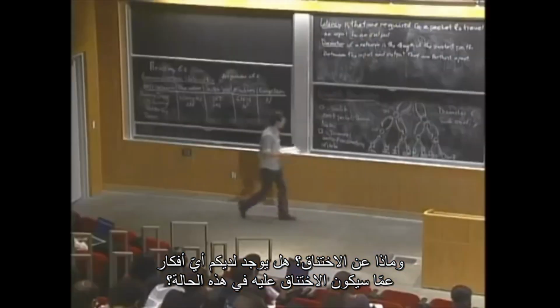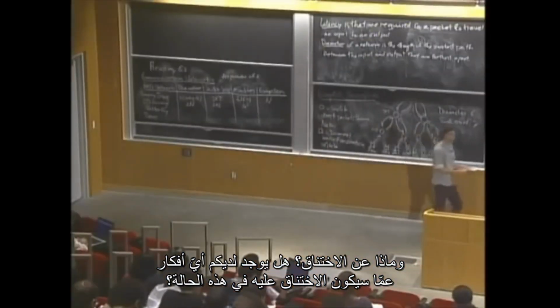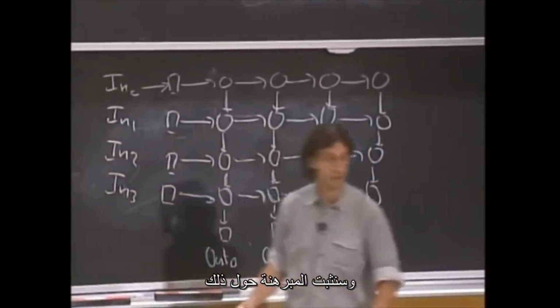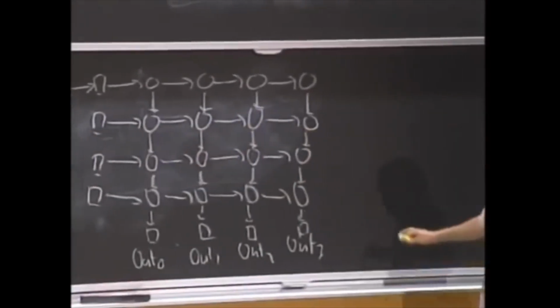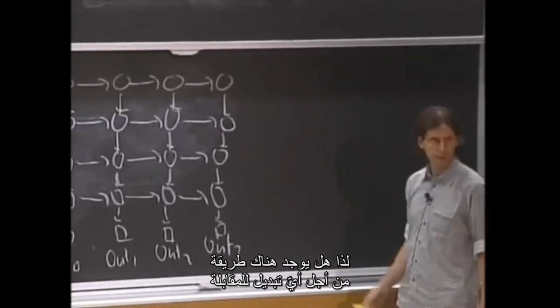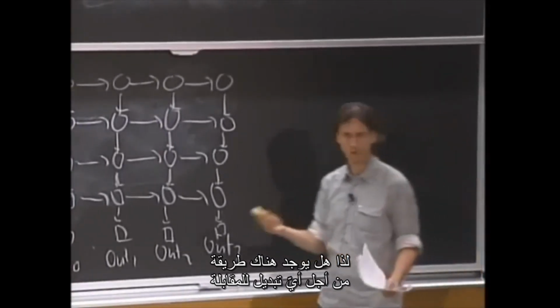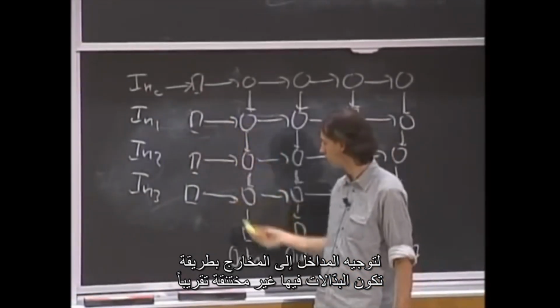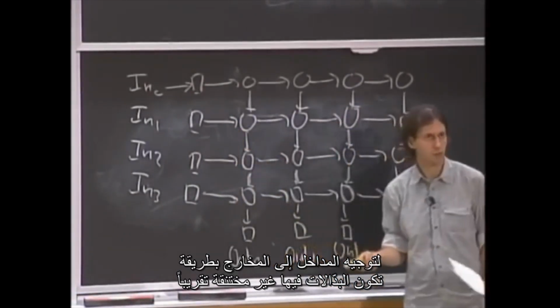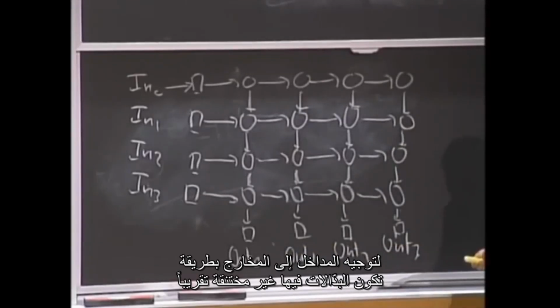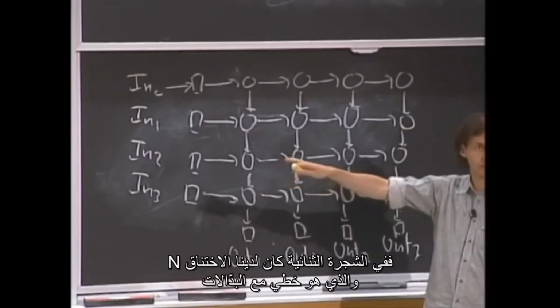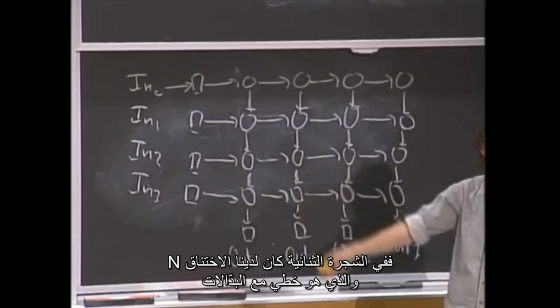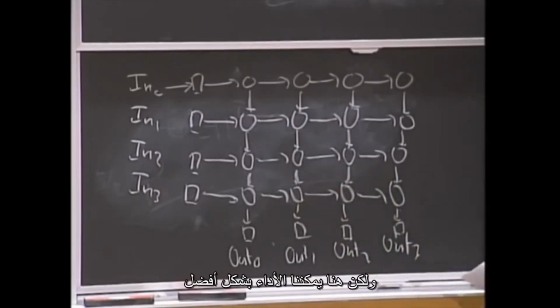And what about the congestion? Do you have any idea what the congestion could be in this particular case? We will prove a theorem on that. Is there a way to map, for any permutation, to route the inputs to the outputs in such a way that the switches get almost not congested? In the binary tree, we had a congestion of n, which is linear in the switches. But over here, we can do much better.